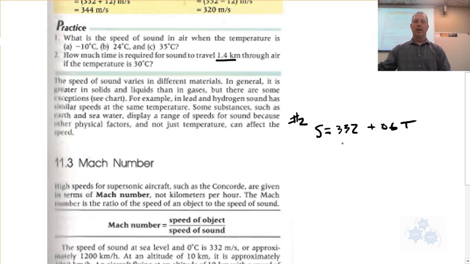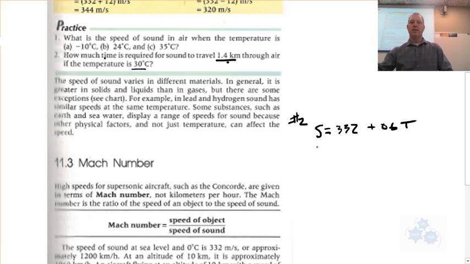I'm not really sure. But anyways, we are asked for the time: how much time is required for the sound to travel 1.4 kilometers through air if the temperature is 30 degrees. So this formula, this 332 is what? Meters per second. So we could find the speed, first of all, in meters per second given the temperature. So you're going to want to find whatever you can. And in this case, we could plug the temperature in and find the speed. If we have the speed, we could use distance, right, to find time.